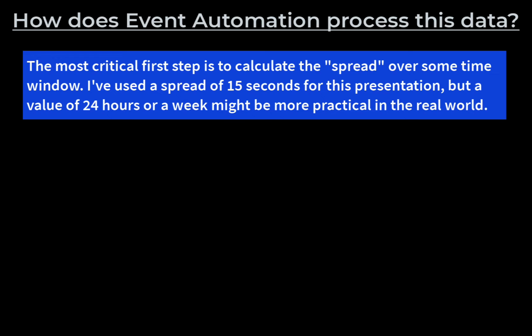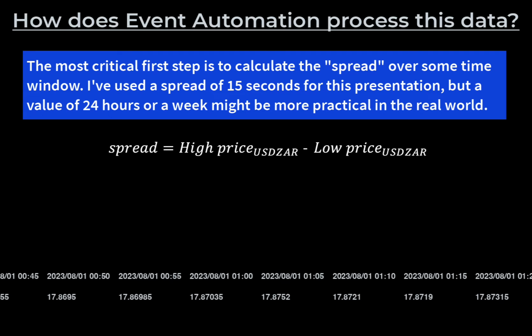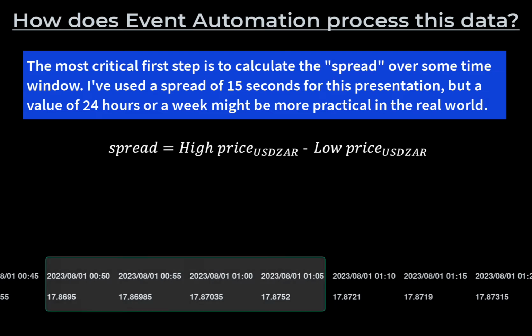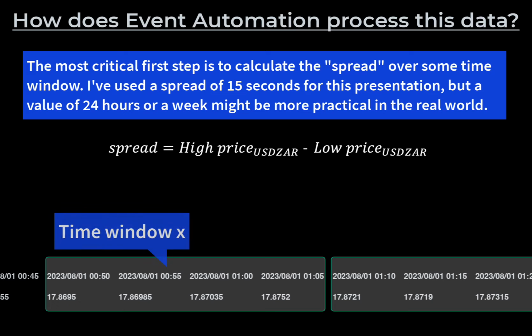The most critical first step is to calculate the spread over some time window. I've used a window of 20 seconds for this presentation, but a value of 24 hours or a week might be more practical in the real world. So the spread was calculated from my stream of data that is going into events. And then Event Automation will throw a window that I can pick. In this case, I've picked 20 seconds.